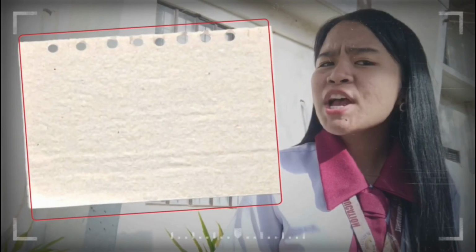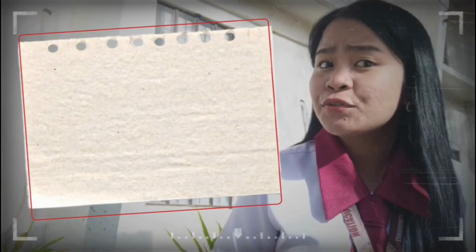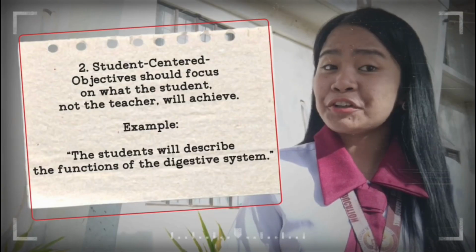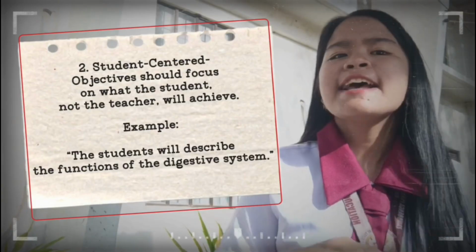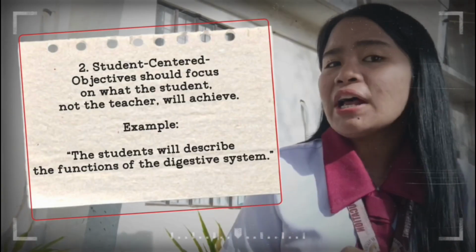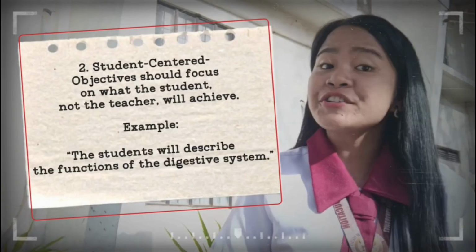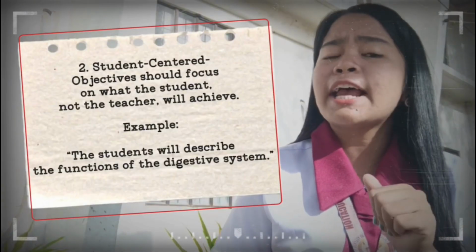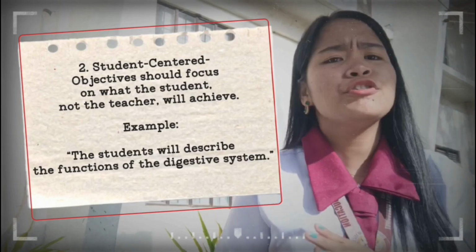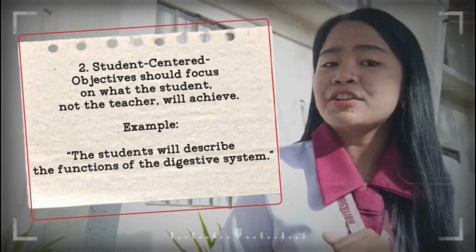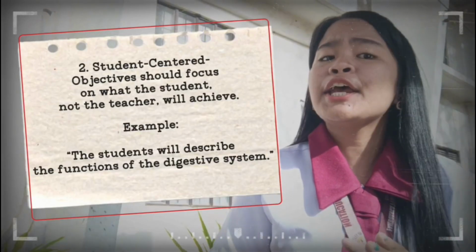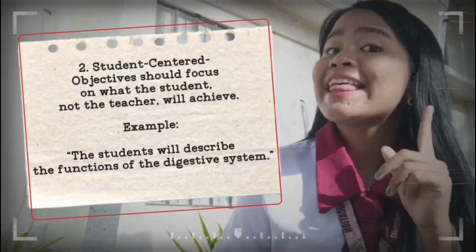The second one is student-centered. Objectives should focus on what the student, not the teacher, will achieve. Student-centered objectives begin with the student will because learning focuses on the learner's performance. This helps avoid teacher-focused statements like the teacher will explain, which do not show learning outcomes. It ensures the objective measures what students can do, not what the teacher does.